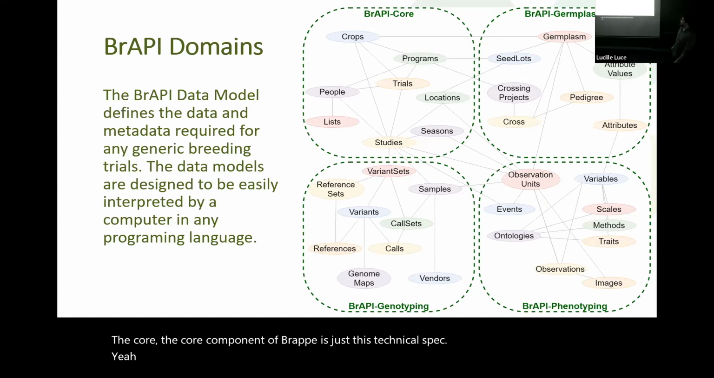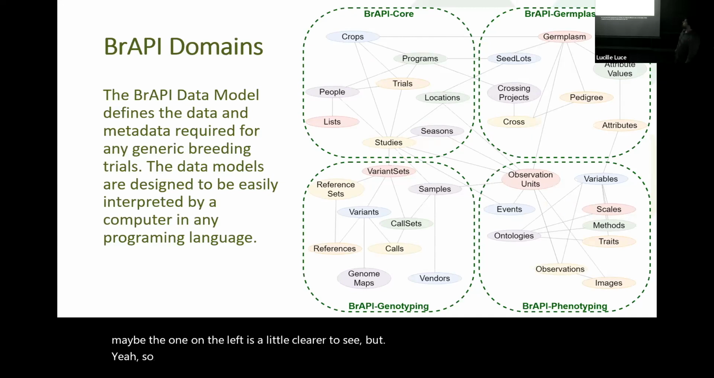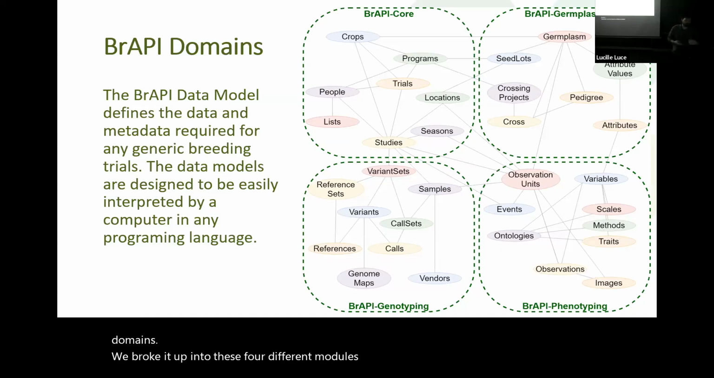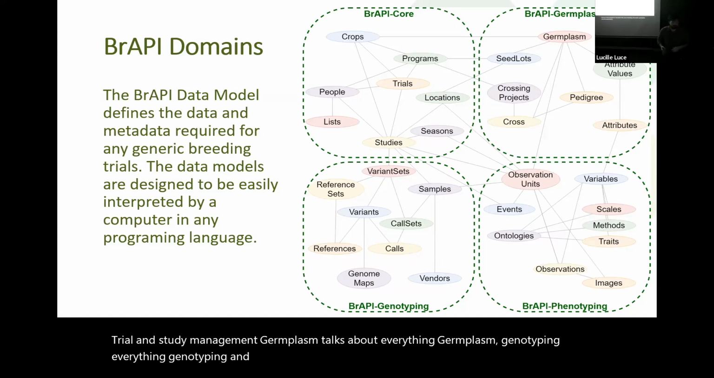Yeah, so if we look at the specification as a whole, it's a little bit difficult to see on the slides, I think. Maybe the one on the left is a little clearer to see. So this is a high-level picture of all the different concepts that BrAPI supports, the different domains. We broke it up into these 4 different modules: core, which mostly talks about trial and study management; germplasm talks about everything germplasm; genotyping, everything genotyping; and phenotyping, everything phenotyping.